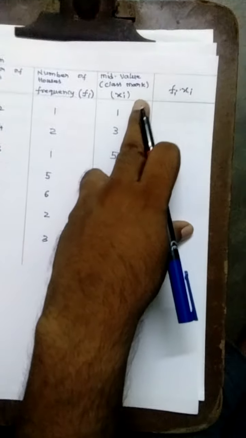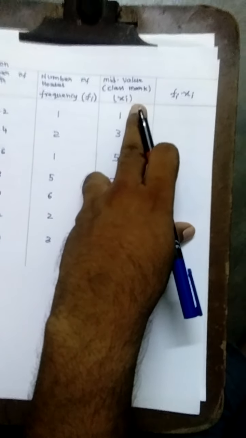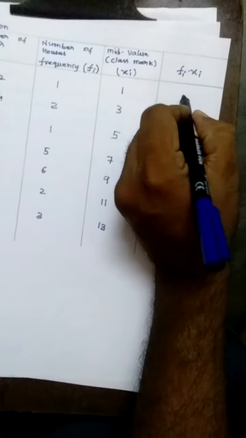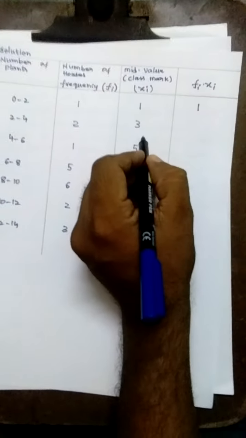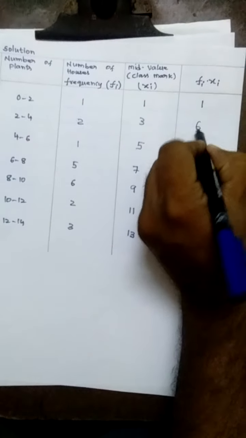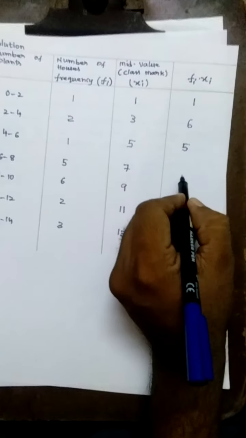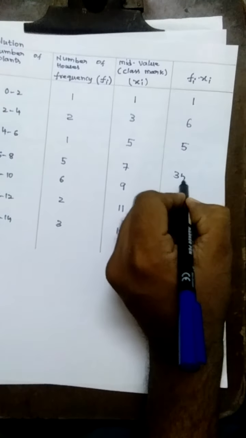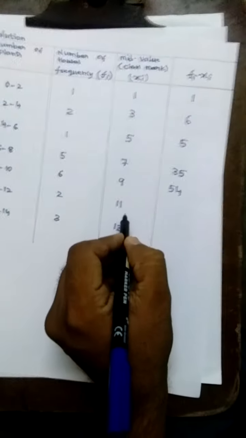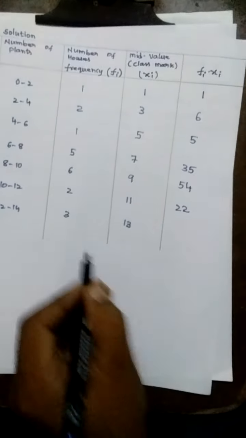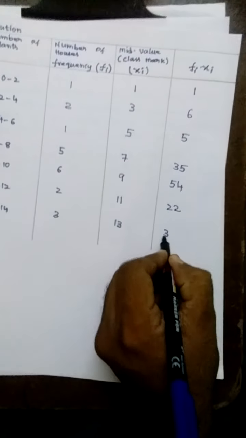Next mid values, or class mark, it is xi. fi into xi we have to find. That is 1 ones are 1. 2 threes are 6. 1 fives are 5. 5 into 7, 5 sevens are 35. 6 nines are 54. 2 11s are 22. 3 into 13, 3 13s are 39.